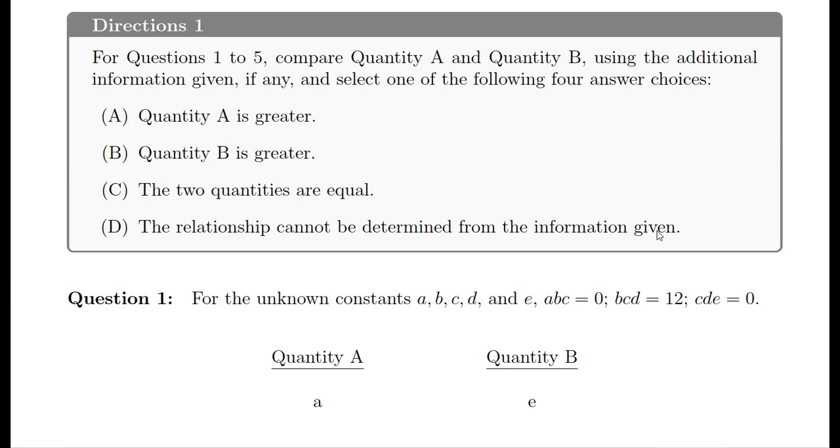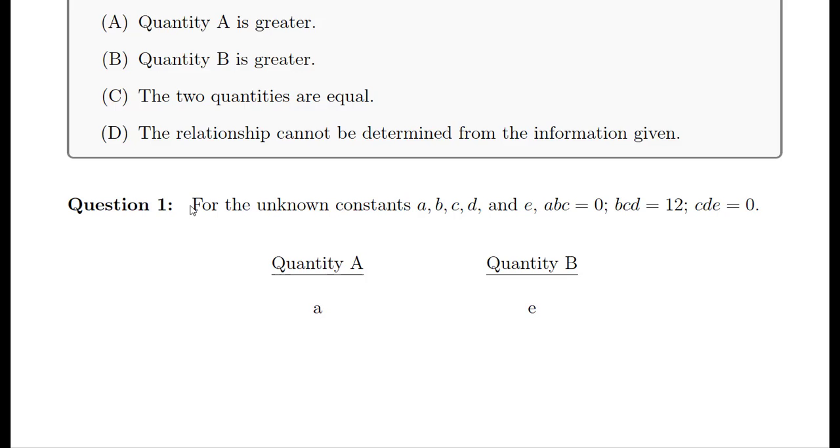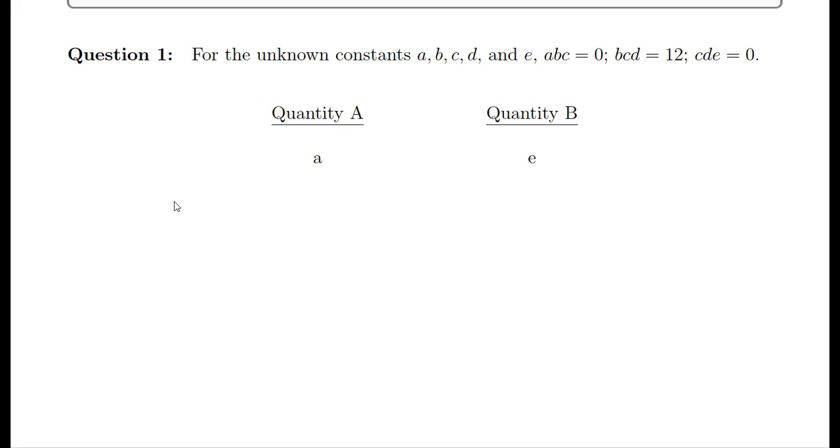In this video I will solve questions 1 to 5. The directions say that for questions 1 to 5, compare quantity A and B. If quantity A is bigger, you should choose A. If B is greater, choose B. If both A and B are equal, you should choose C, and if there is no specific relation between them, you should choose D. To understand it better, let's solve a question together.